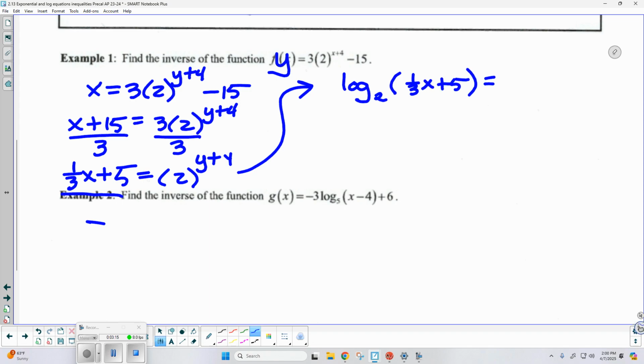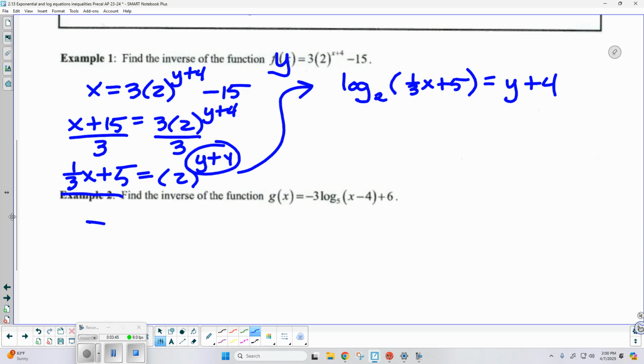Now I'm going to go ahead and stop there for just a minute. Remember, what is a logarithm in one word? What describes it? It's an exponent. It's a power. That is all a logarithm is. So any log statement that you write, it has to equal whatever power you're working with. So in this case, it has to equal y plus 4. So that means that 1/3 x plus 5 would have had to have been our argument. It's going inside the log.